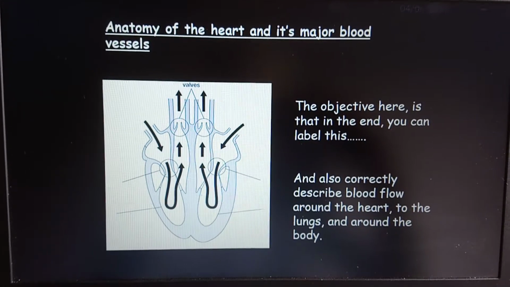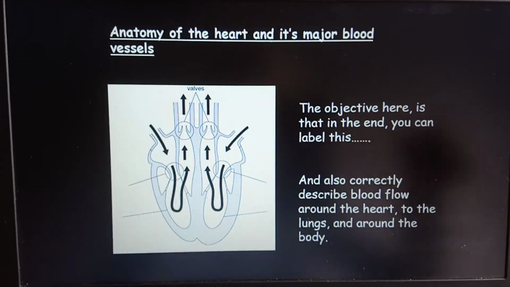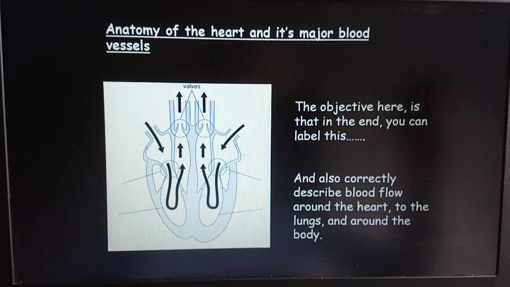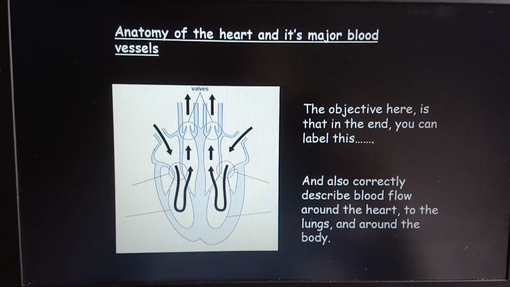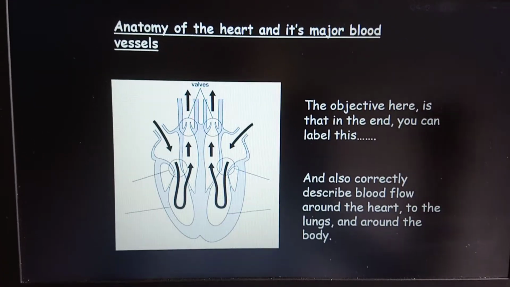Hi Year 8, I wanted to do this little PowerPoint presentation with my voice over it really to help communicate about the anatomy of the heart and the blood vessels. Okay, so I've sent you this picture and I've asked you to label it. I've given you a link to the BBC website to help you do that, but I thought I'd talk through it as well.